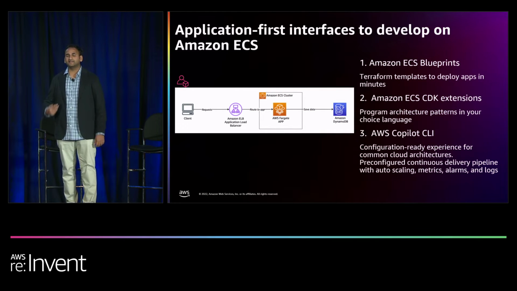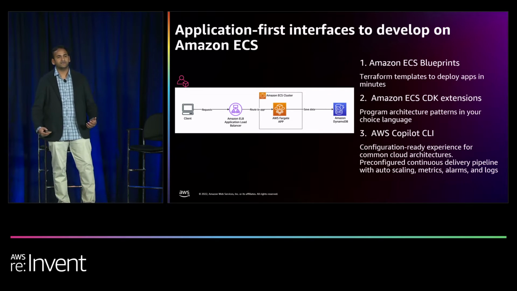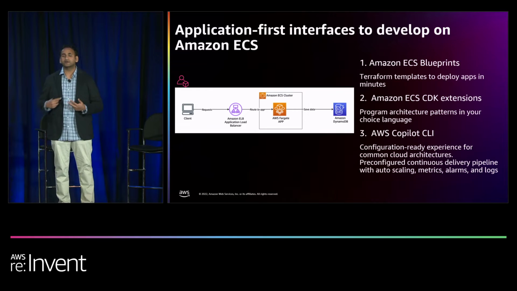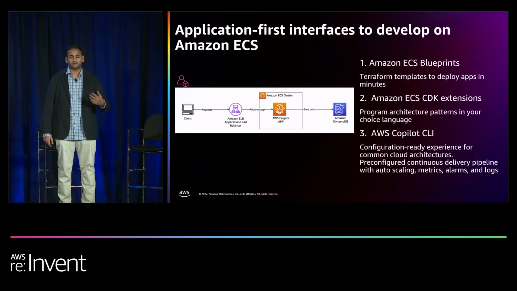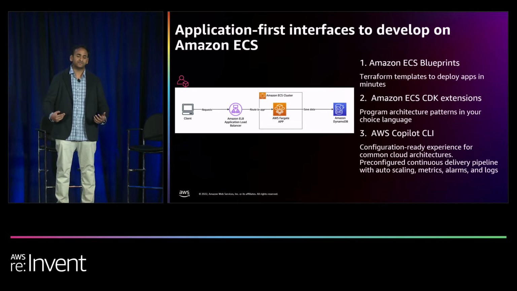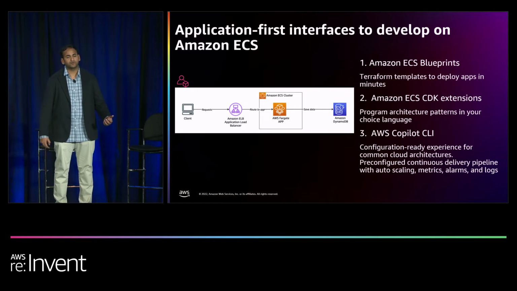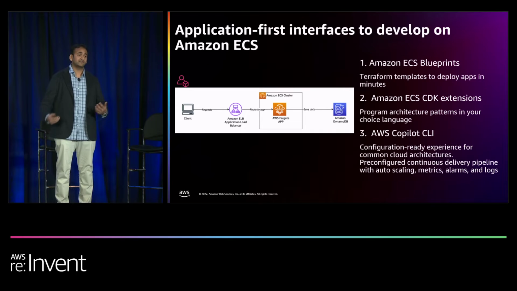First, let's start at the build stage. While there are a number of other different ways that you can deploy to ECS, including the API, CLI, CloudFormation, console, whatnot, increasingly we think about higher level interfaces which customers can use to develop on ECS. And they take a number of different shapes. The first being ECS blueprints. These are Terraform-based blueprints that are available as an open source project on GitHub and maintained by AWS, which allow you to get started really quickly with your first deployments in case you're already using Terraform.